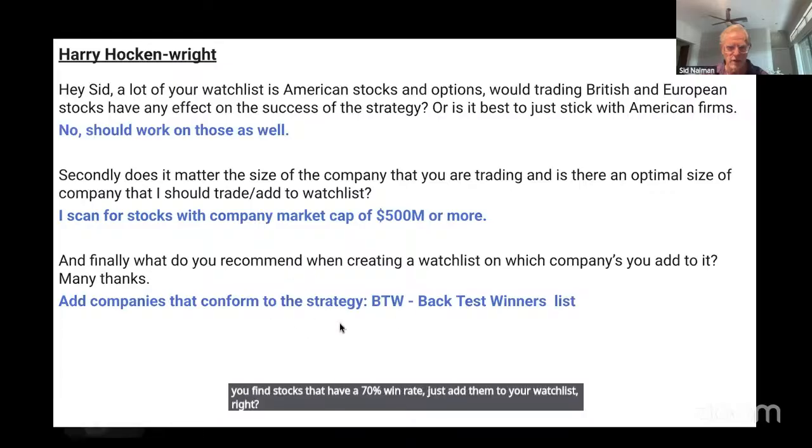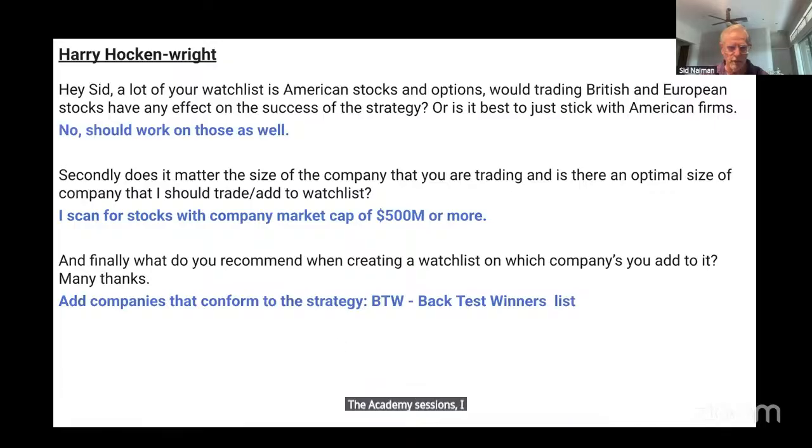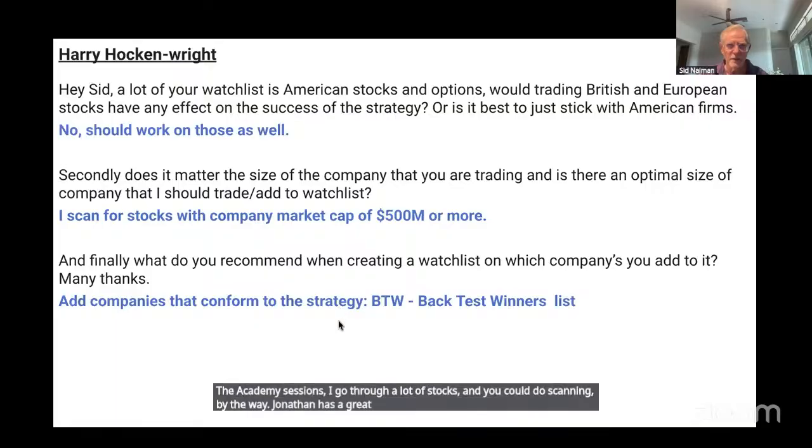And obviously, if you look at these sessions, the cafe sessions and the academy sessions, I go through a lot of stocks. And you could do scanning. By the way, Jonathan has a great how to scan for stocks in TradingView. Go into cafe, classroom, TradingView tutorials, and it'll show you how to scan for those.